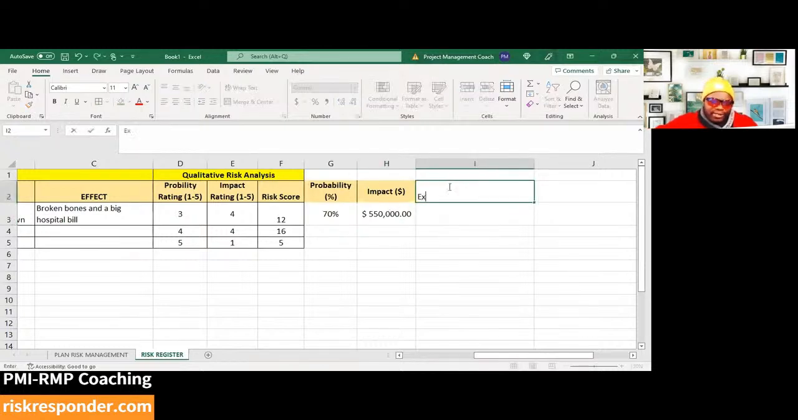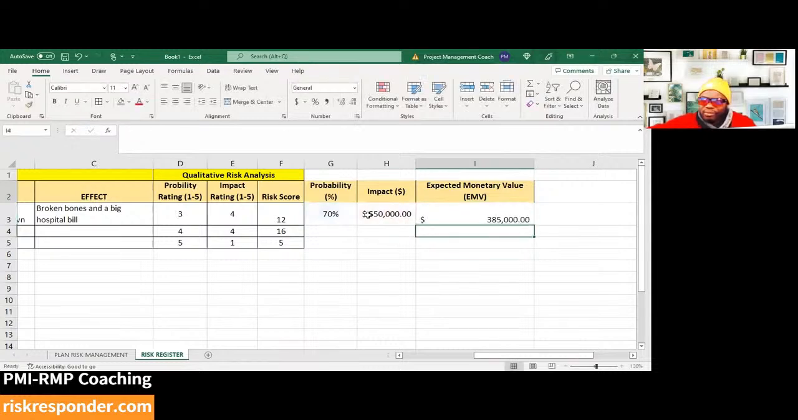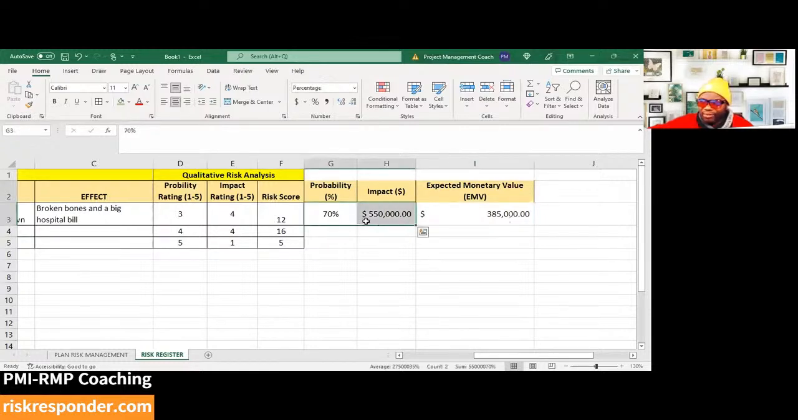We can then say the expected monetary value, EMV, is the probability rating times the impact rating. And what we're saying is this is the exposure for this risk event. If it did happen, right, just looking at the probability and the impact. Now, in reality, if this were to happen, it could be different, because we're talking about 100% when it does happen. And of course, we're talking about something else.